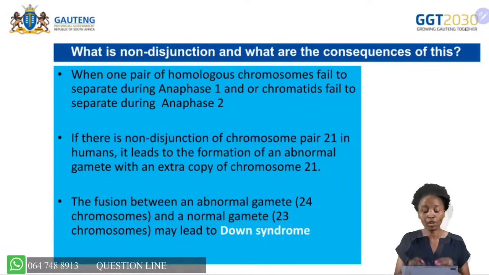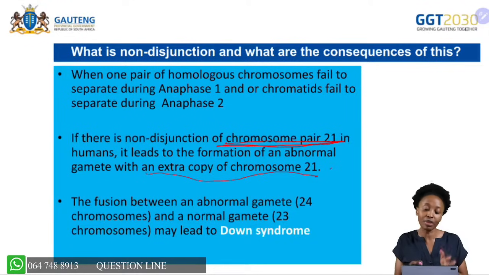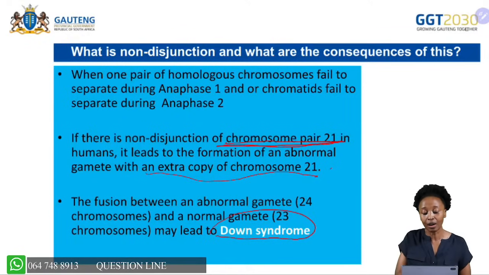So in human cells, usually it happens on chromosome number 21. Chromosome pair number 21, when they don't separate, it means that the new gamete has an extra copy of the chromosome. So when this gamete with 24 chromosomes fuses with a gamete with 23 chromosomes, then we say it may lead to Down syndrome. So this is the only disorder that we're supposed to know in grade 12 as it appears in our exam guideline. Down syndrome, which is caused by non-disjunction, failure of chromosomes to separate.